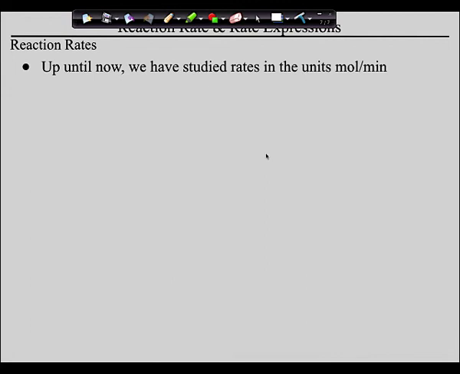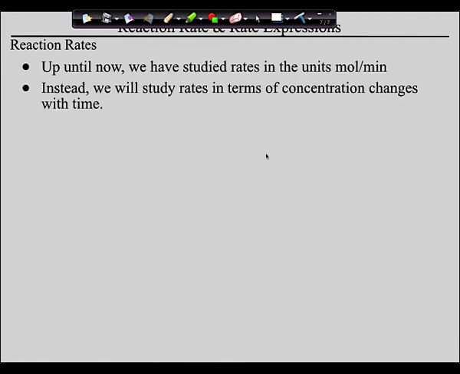Up until now, we've said that the units for rate are moles per minute, and this is actually not a useful unit. So instead, what we're going to do is measure concentration change per time, and that is going to be our unit of concentration. Typically, it will be molarity per second, or this.